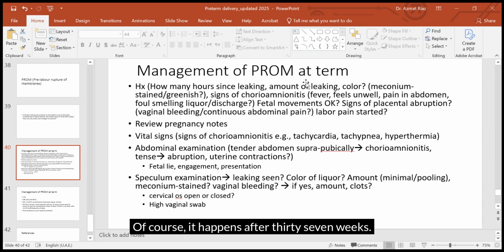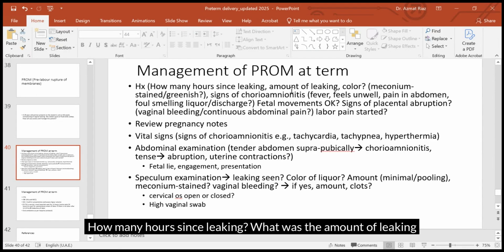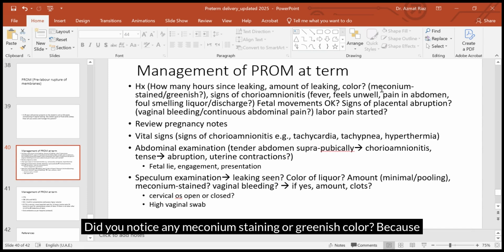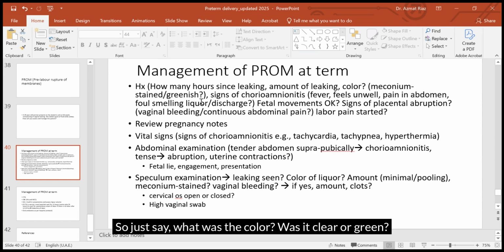Of course, it happens after 37 weeks. So first, we have to take a detailed history. In PROM, we ask, how many hours since leaking? What was the amount of leaking? What was the color? Did you notice any meconium staining or greenish color? Because patients won't understand meconium, so just say, what was the color? Was it clear or green?